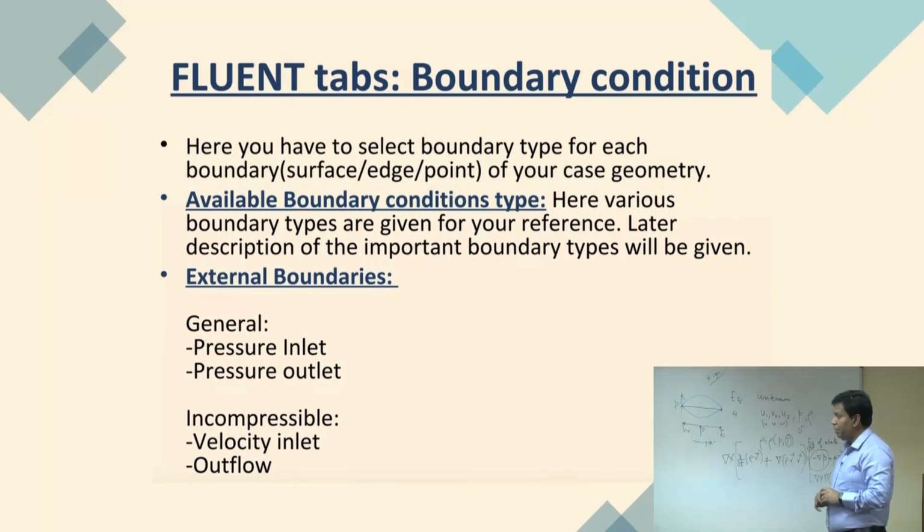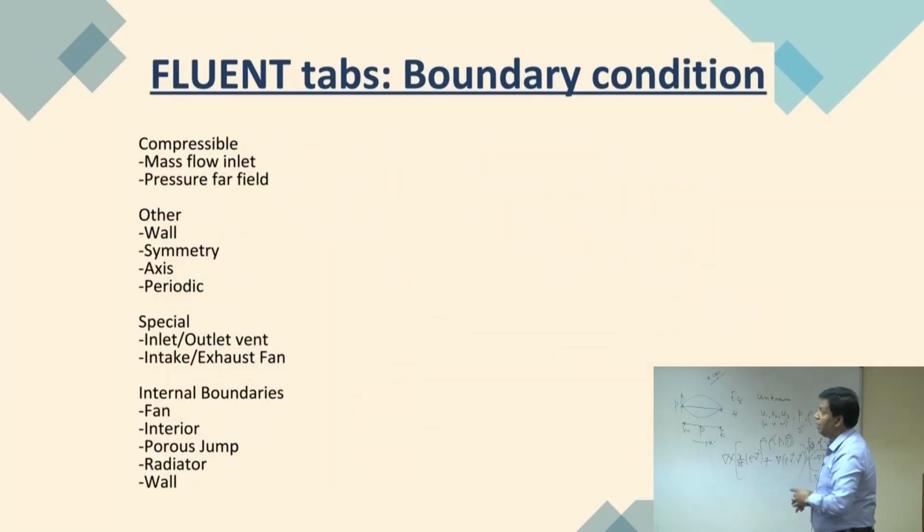Now for incompressible, we have the velocity inlet and the outflow. For compressible, we have mass flow inlet or pressure far field. For other walls, we have symmetry.